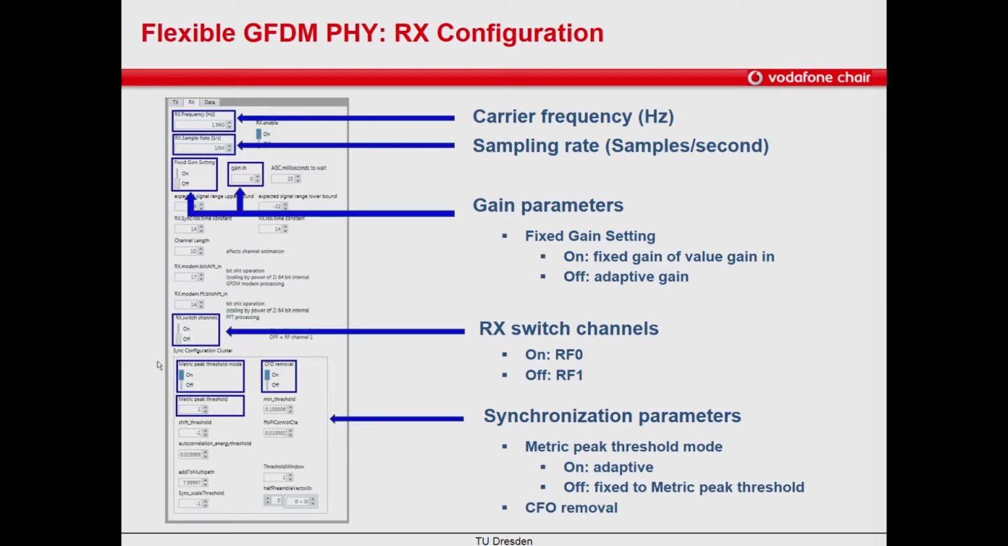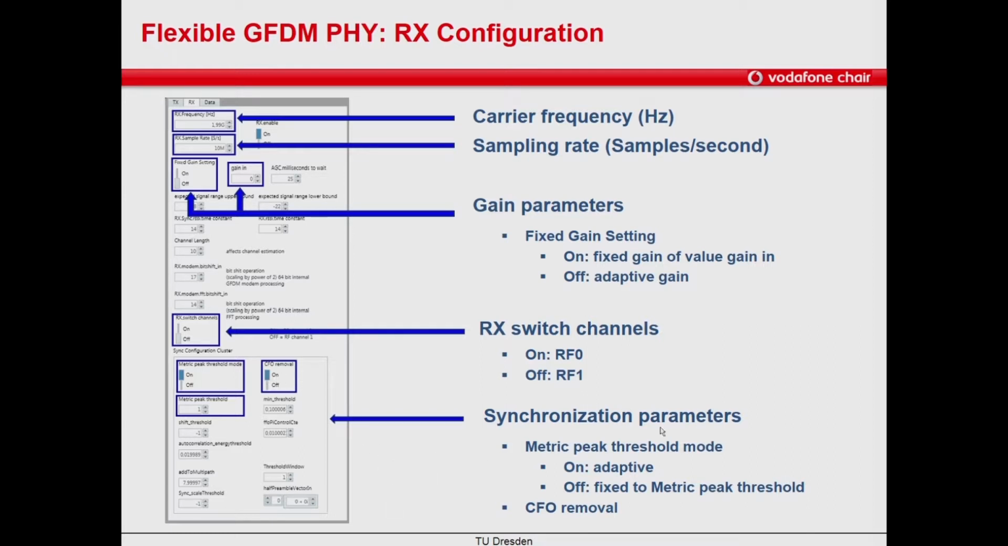And we can also configure some synchronization parameters. The synchronization module needs a threshold to determine if the synchronization has been found. And this threshold can be fixed or adaptive. We will work with an adaptive threshold so that the synchronization algorithm can work properly with different power levels of the received signal. We can also determine if we want carrier frequency offset compensation or not.